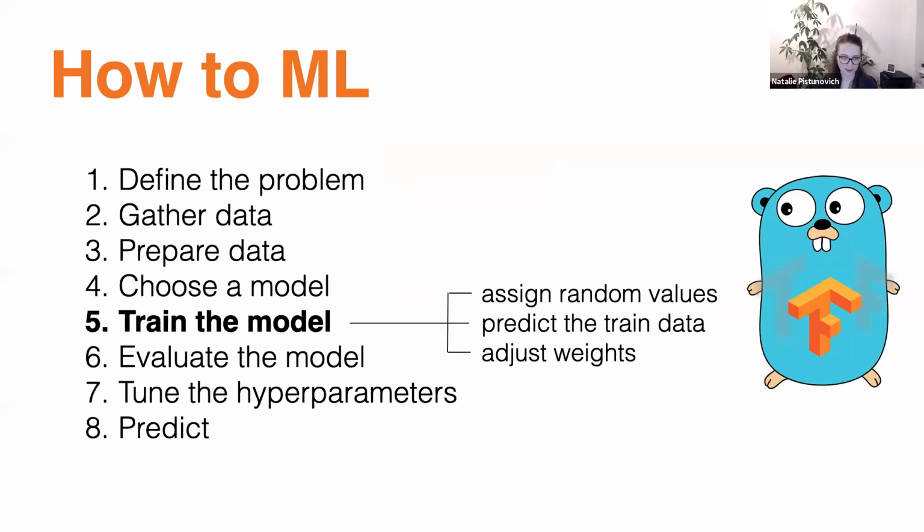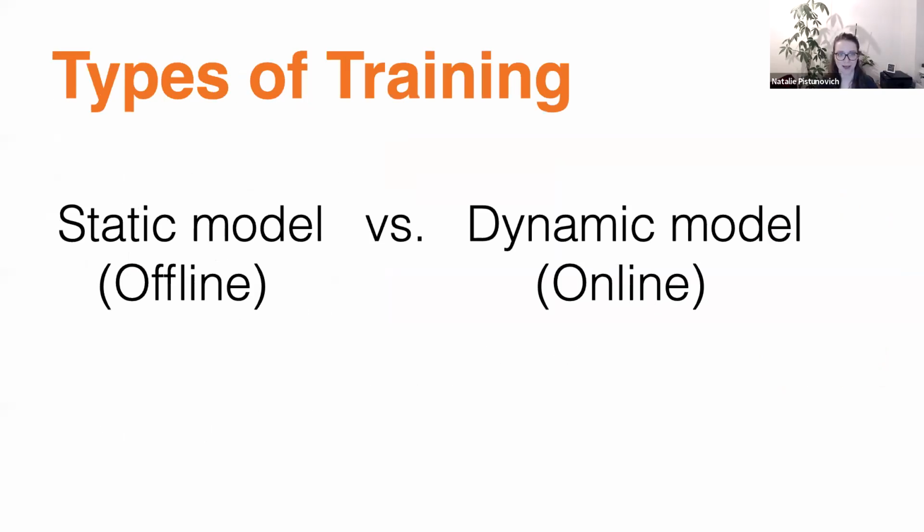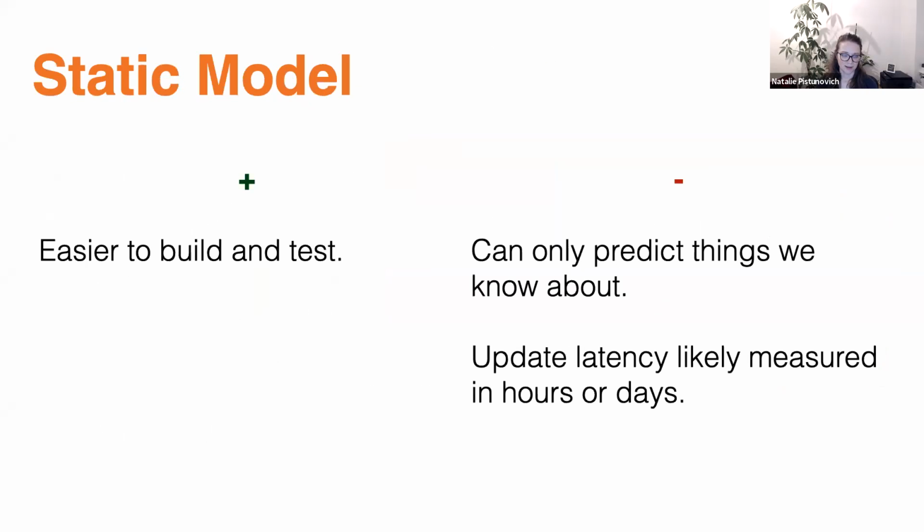This lands us at this stage of how to ML. And you can roughly break this down into two types. There's the static one and there's a dynamic one. The static one basically means that you do the training offline and you upload this. And well, it's easy to build, it's easy to test, but the downside is that it only predicts what it knows about. And because you have to train the whole thing locally and then upload this, the update is pretty slow. It's hours or even days.